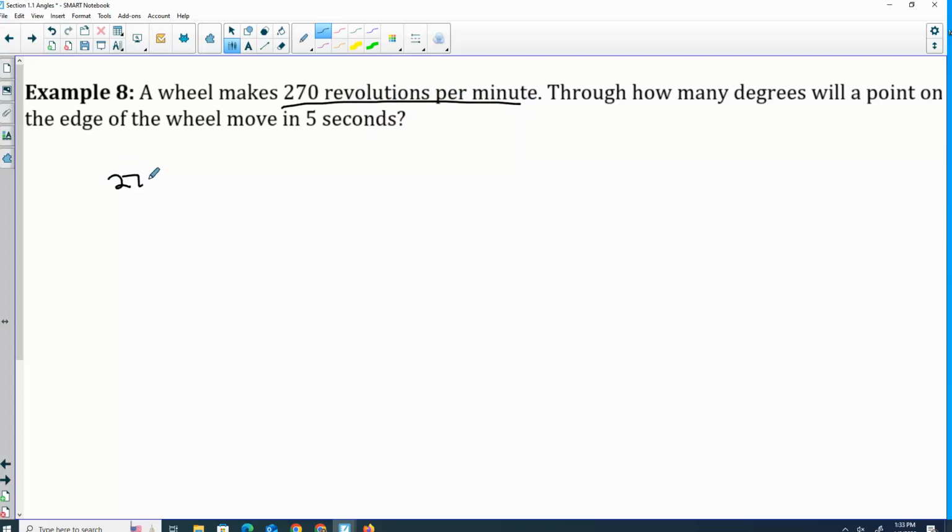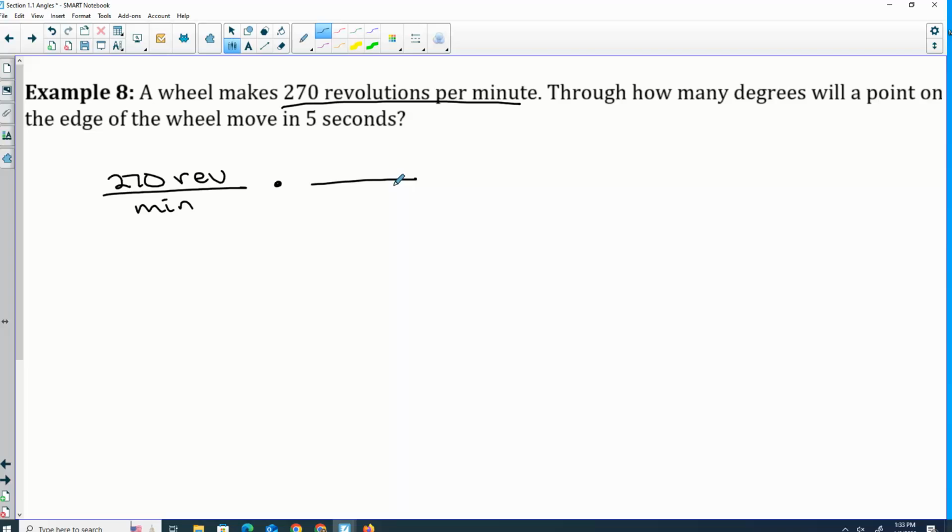So I set it up as a fraction. 270 revolutions per, means divided by, minute. Okay, and I include my units with this. I need to get it into degrees. So you may not have to set up these fractions. Some people just can think through the conversions, but this helps me a lot later on as well.